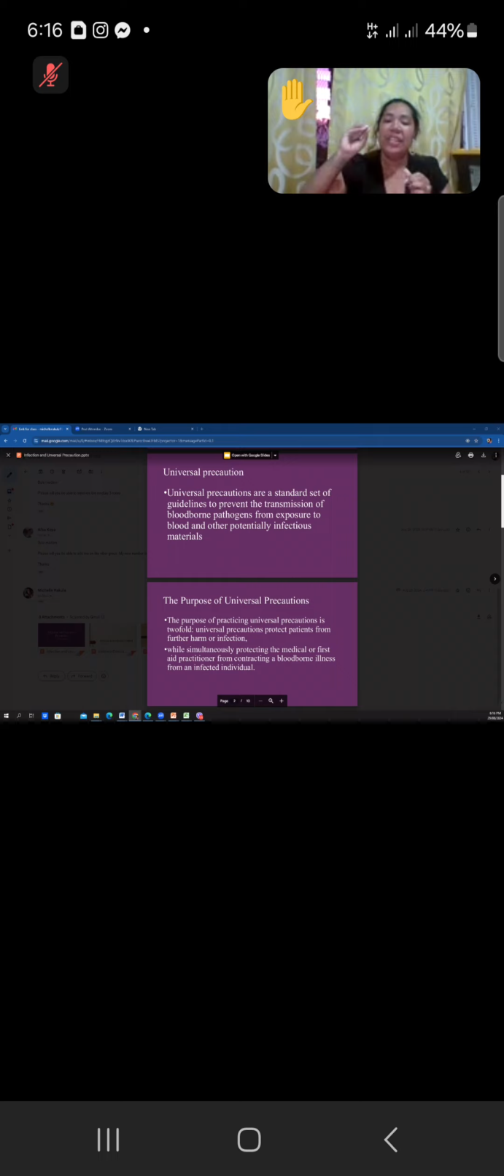The term universal emphasizes that these precautions should be applied in all situations where there is a risk of exposure, regardless of whether the person is known to be infected or not. This approach ensures that all residents and staff are protected, even the carers, when infection is not yet diagnosed. You still follow these universal precautions, so it protects you and them.